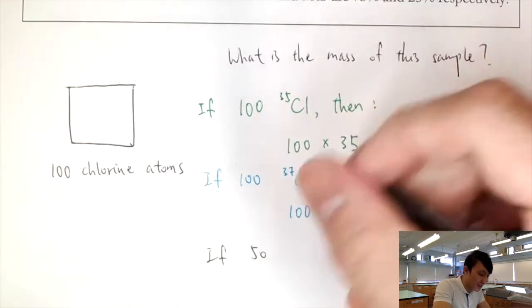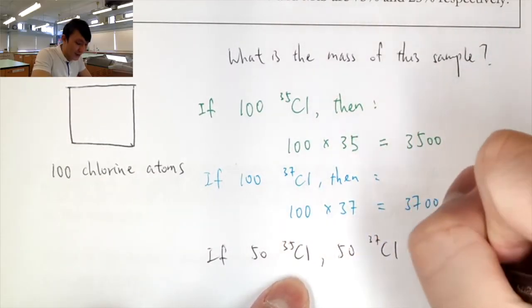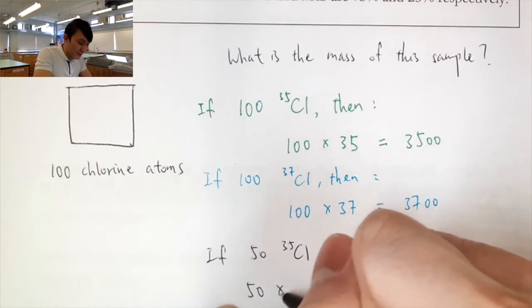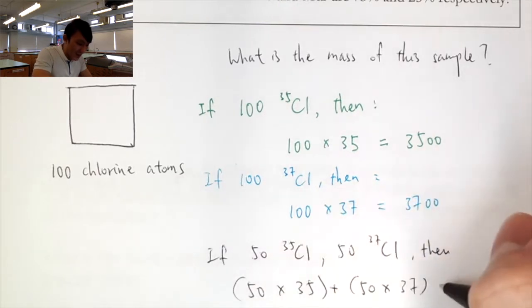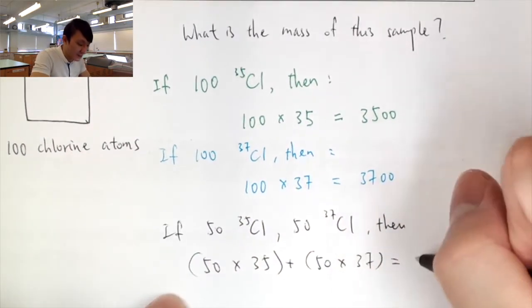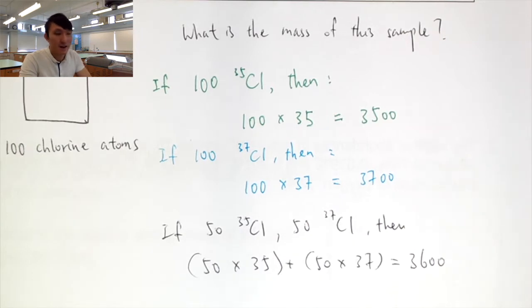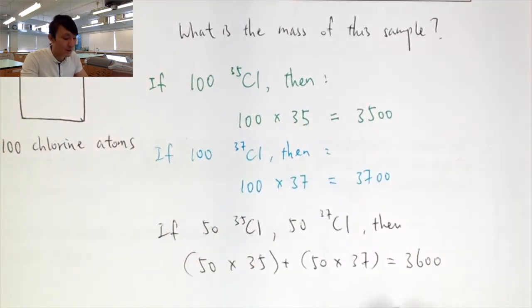If there are 50 chlorine 35 and 50 chlorine 37, then we would expect 50 multiplied by 35 plus 50 multiplied by 37, and that would be 3,600. Or if you are smart, you can think about it as 35 plus 37 divided by 2, multiplied by 100. So basically taking the average. So can we say that it is 3,600, like taking the average? It kind of makes sense, right?